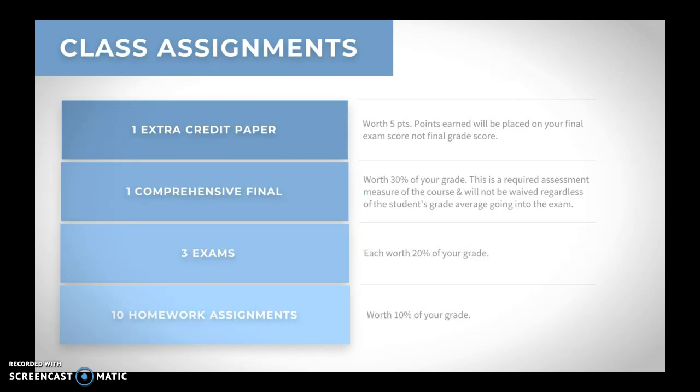Now this is all the assignments that you're going to see for this course. You're going to have 10 homework assignments, 3 exams, and 1 comprehensive final. And by the way, even if you have an A in the course, you can't say, "I'm just going to skip the final because I have an A." If you read right here, the final will not be waived regardless of your grade. So make sure you come to that final. That's going to be very important.